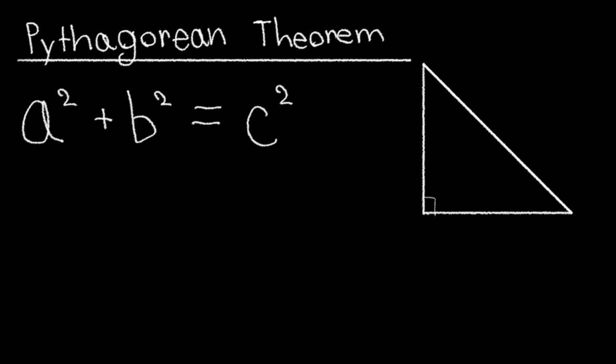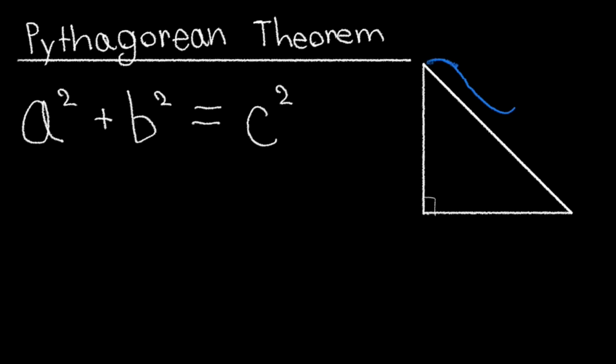Now let's first start off by defining the theorem. The theorem states that the square of the hypotenuse of a right triangle is equal to the sum of the squares of the two other sides. So actually this theorem is pretty useful because we can use it to find the length of the unknown sides in a right triangle. Let's examine how this equation relates to our triangle.